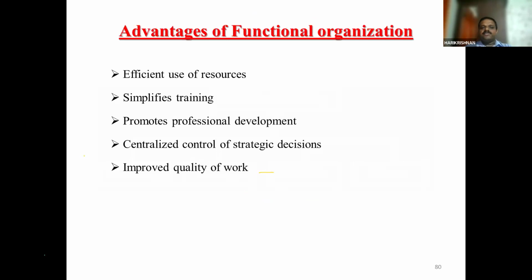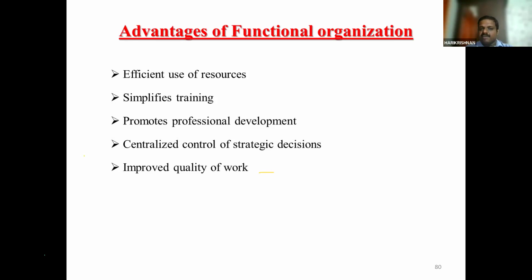So what are the advantages of this functional organization? The advantages are effective use of resources, simplified training, promotion of professional development, centralized control over strategic decisions, and improved quality of work. Since a head engineer will be there, he will have an idea of the engineering work going on, a better idea than the CEO or the manager. So he will have a clear-cut idea of what has to be done. This will help the quality of the product and the improvement of the company. That is the basic advantage of functional organization.